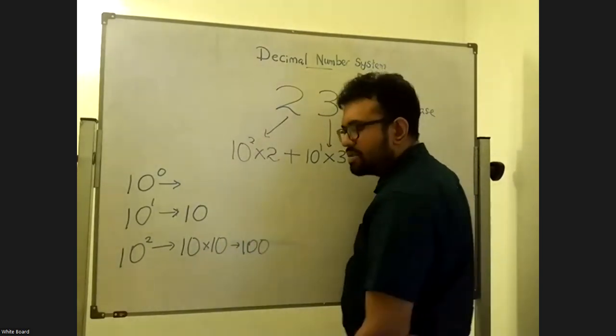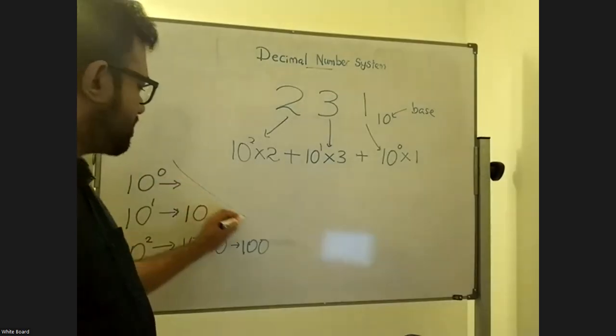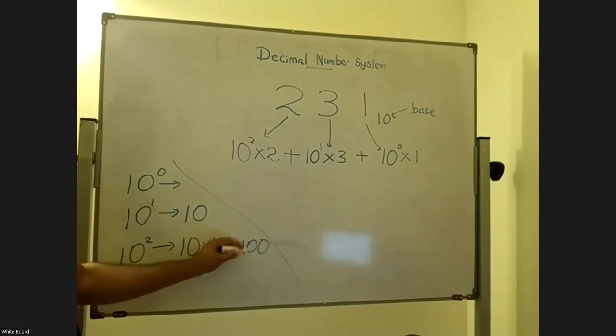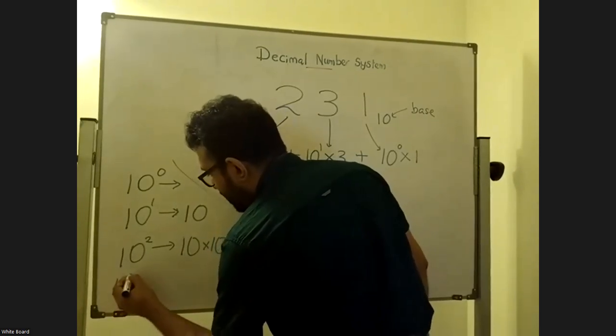In the mathematics syllabus, you have this, right? Anyway, it's hard to believe that you can't remember this. 10 to the power 0, 10 to the power 1 is 10, 10 to the power 2 is 10 into 10, 100, right? 10 to the power 3, what will it be?